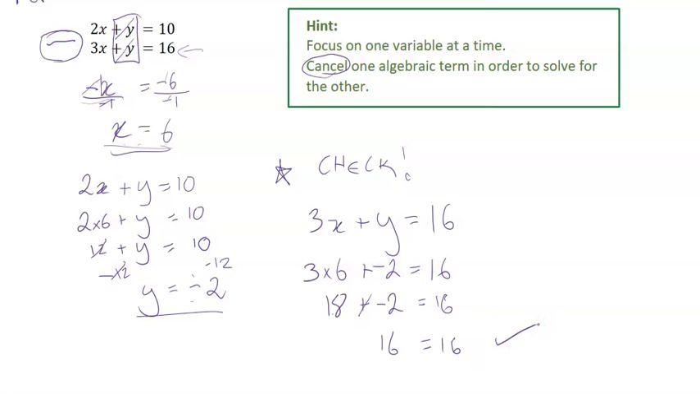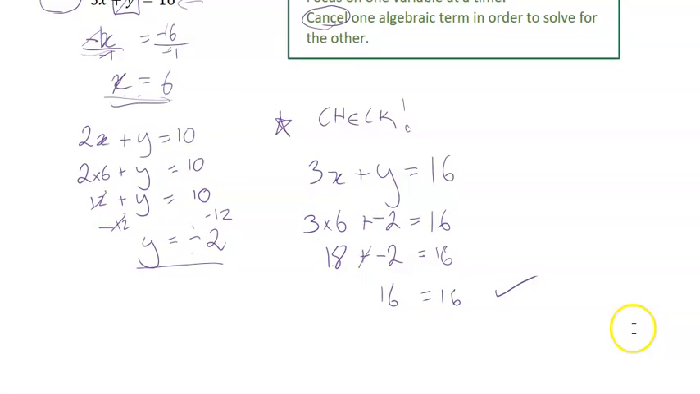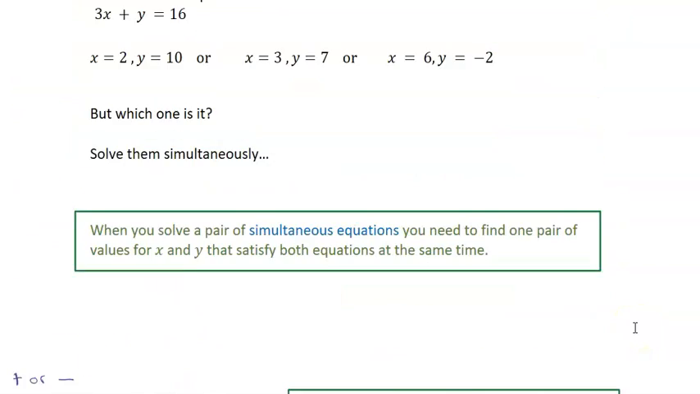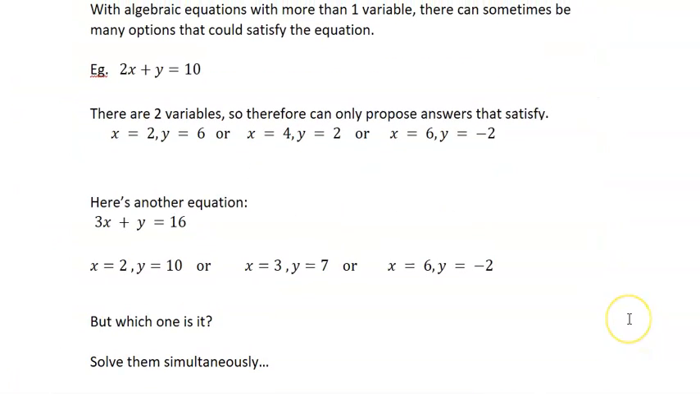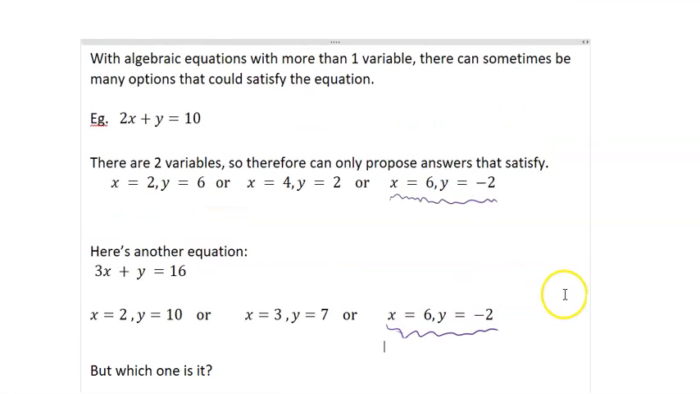Yes, I'm correct. If I don't do that check, then yes, it is possible to come up with answers that are incorrect for x and y, so you have to go back and do the check. If I go and have a look at my options up here, you may have already noticed that I actually did manage to come up with them there.